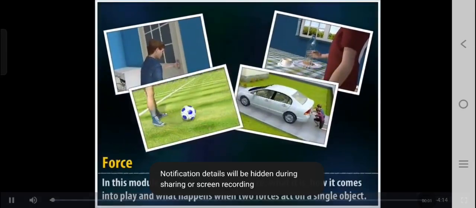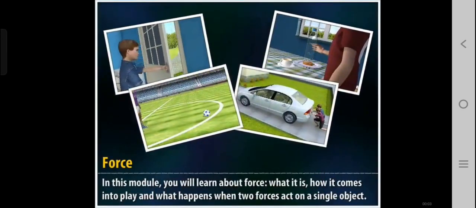Force. In this module, you will learn about force, what it is, how it comes into play, and what happens when two forces act on a single object.